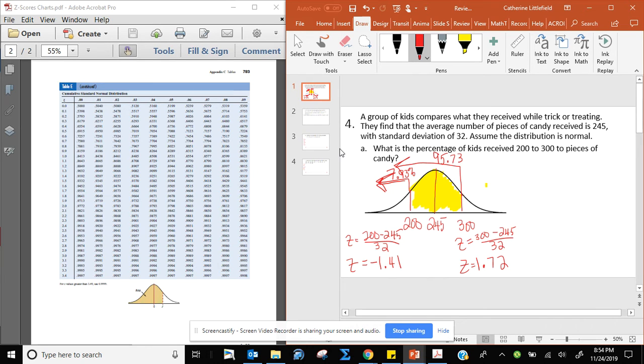So 95.73. But remember, this gives me all of it to the end of the curve to the left. So that's why I have to subtract off this much. So that means I'm going to have to take 95.73 minus 7.93. That percentage should be 87.80% of kids in the neighborhood received anywhere from 200 to 300 pieces of candy when they went trick-or-treating. So almost 88% of kids.